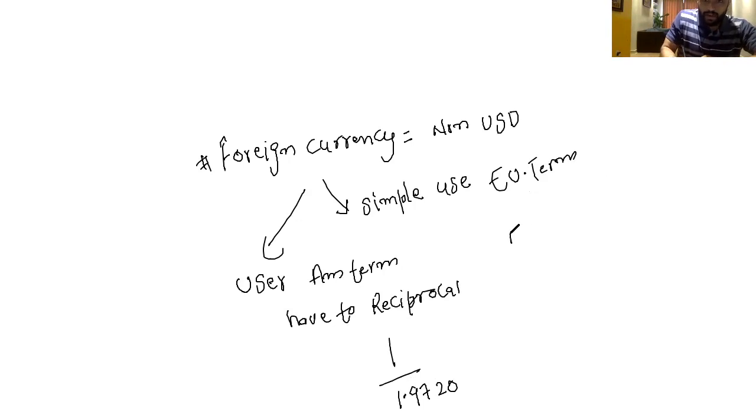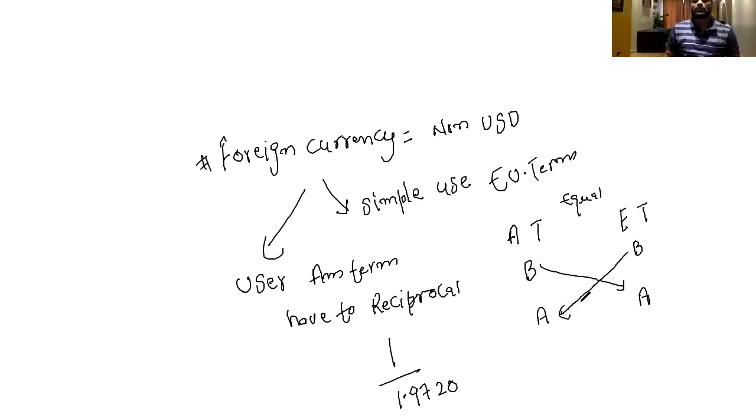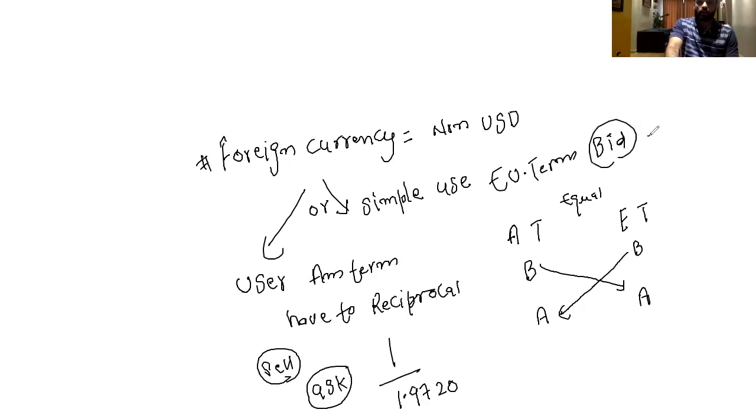So remember American terms and European terms: bid, ask, bid, ask. I write equal: American bid equals European ask, and European bid equals American ask. That's why I'm writing here "or". Here you are using ask because you want to sell USD, or you will use bid because you want to buy. So it's exactly the same thing: American ask is European bid. So this is the question, right?